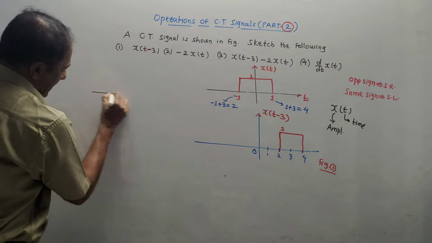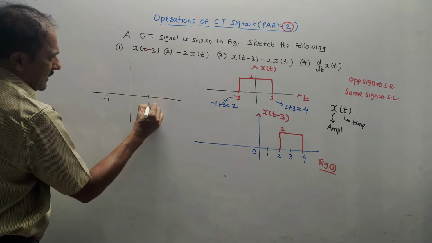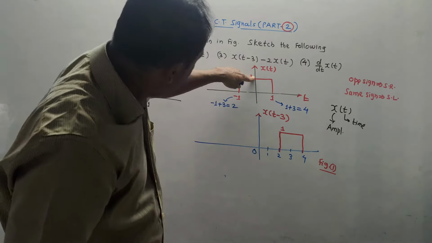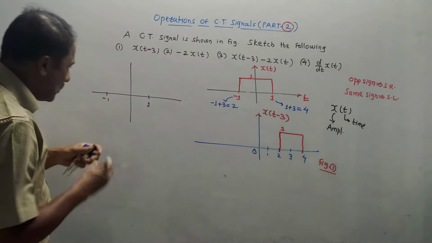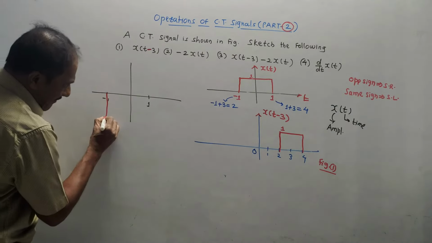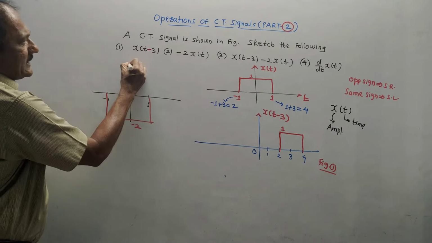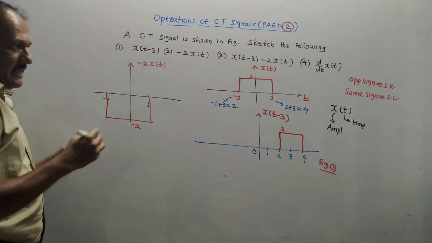That means signal will be simply from -1 to +1 because time remains as it is. But amplitude, which is 1, is getting multiplied with -2. So new amplitude will be -2. So I will draw the diagram like this. So new amplitude is -2. This is the diagram for the signal -2x of t.